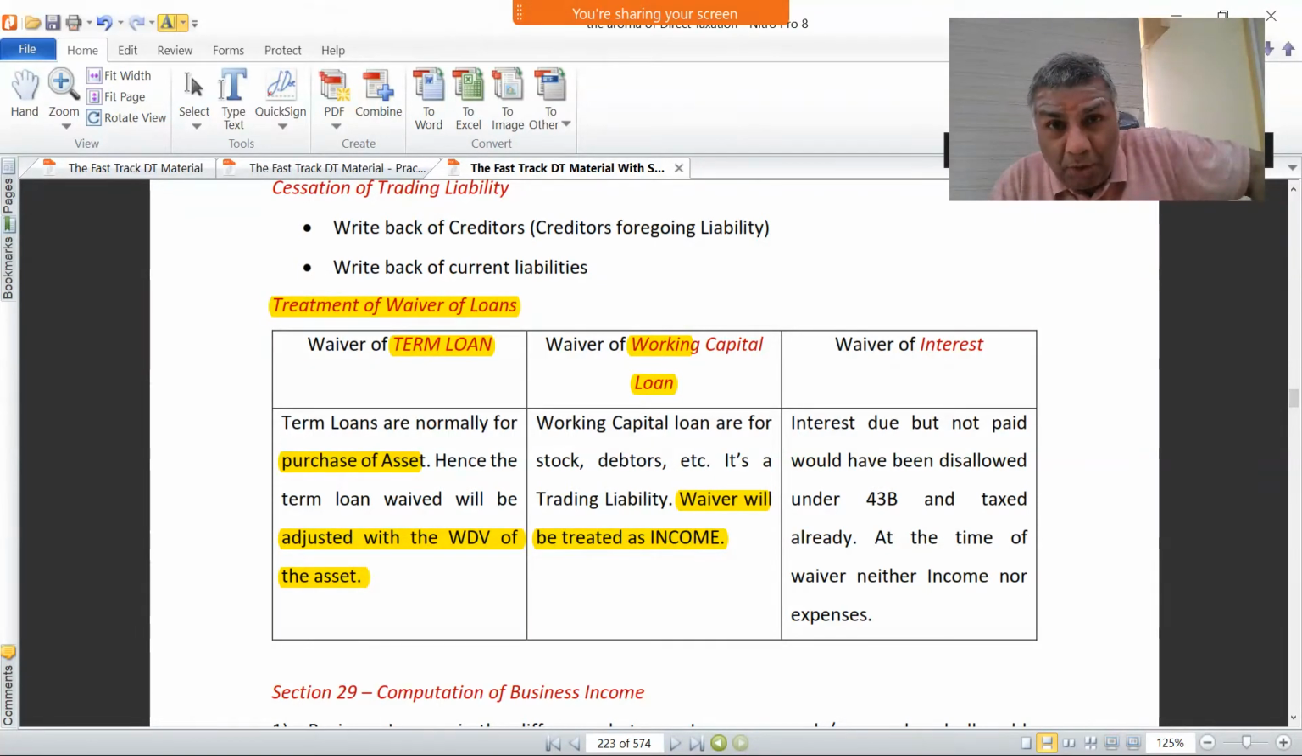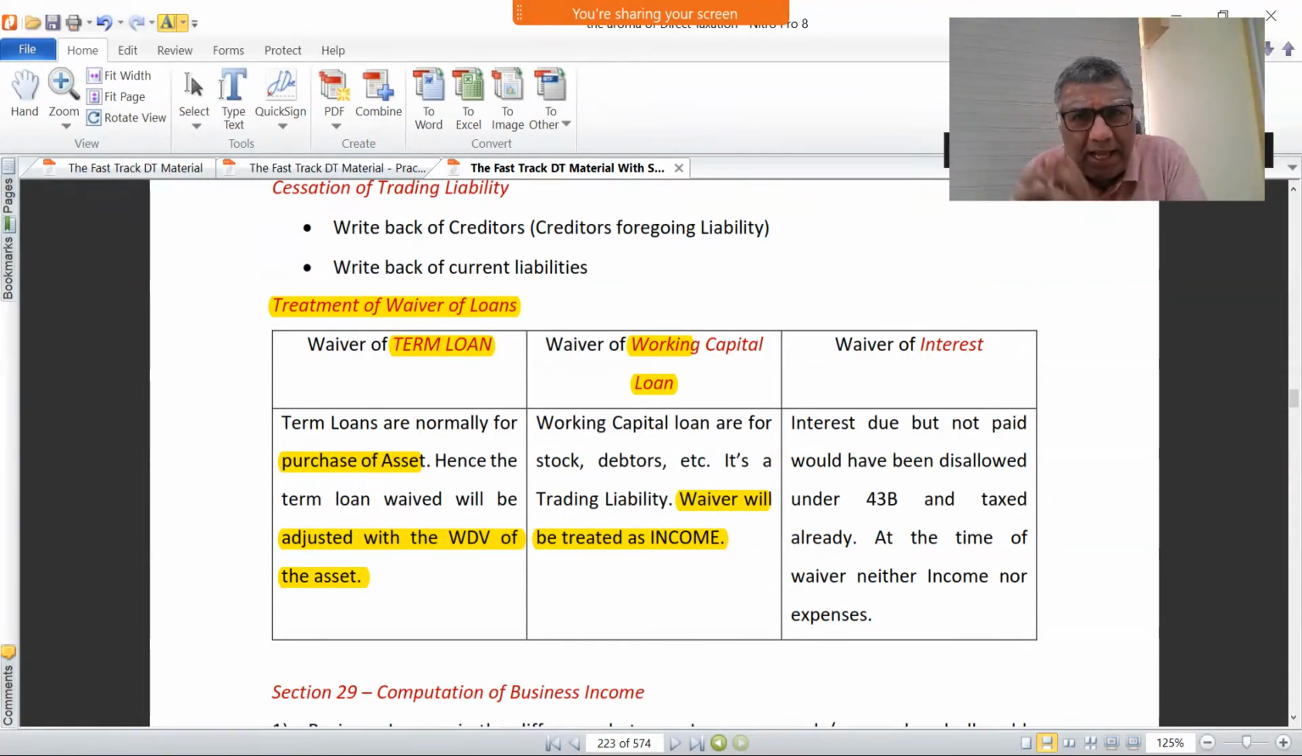If I have taken a loan for purchase of an asset: asset account debit 1 crore, to bank I paid 10 lakhs, to loan from State Bank of India 90 lakhs. Out of the 90 lakhs, I paid 75 lakhs. I was unable to pay 15 lakhs. Bank waived it. Now the asset value is not 1 crore, because out of that 1 crore, 15 lakhs is borne by the bank. 10 lakhs I initially paid and repaid to the bank 75. 75 plus 10, 85. So adjust that 15 in the asset value which is there in the opening WDV.